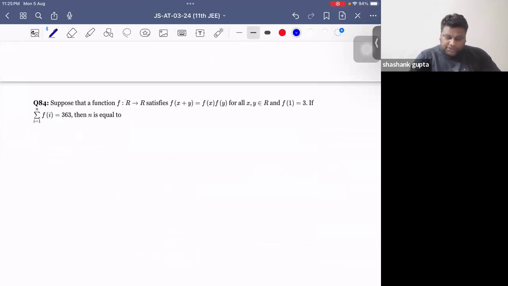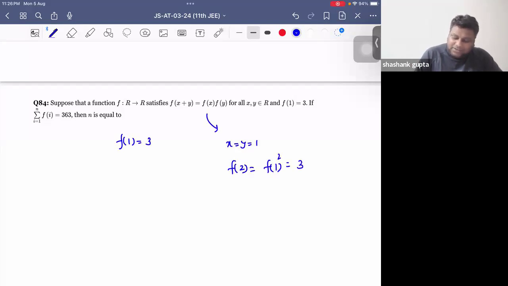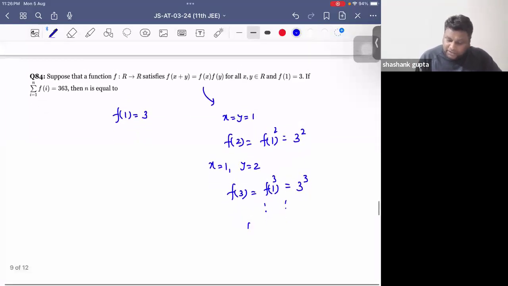Now there is a 84 number question. Suppose that the function f from R to R satisfies f of x plus y equals f(x) into f(y) for every x, y belongs to R. See, f(1) they are giving you 3. Now in this functional equation, if I put x equals y equals 1, I get f(2) as f of 1 square, that is 3 square. Now if I put x equals 1, y equals 2, I get f(3) as f of 1 whole cube, that is 3 cube, and so on. So basically this function is f(i) is 3 raised to the power i.